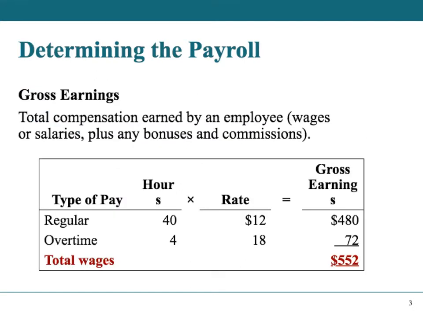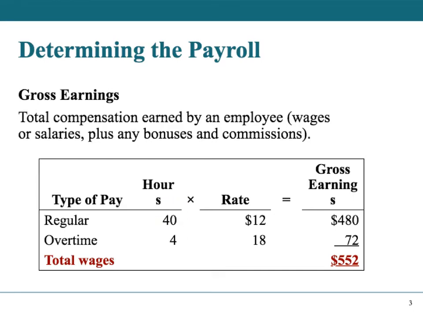Okay, so how do we come up with gross earnings? Gross earnings is total compensation that is earned by employees: wages or salaries, any bonuses, and commission. How would you calculate it? In the United States, we do have a set amount of hours that an employee could work a week, and it is 40.